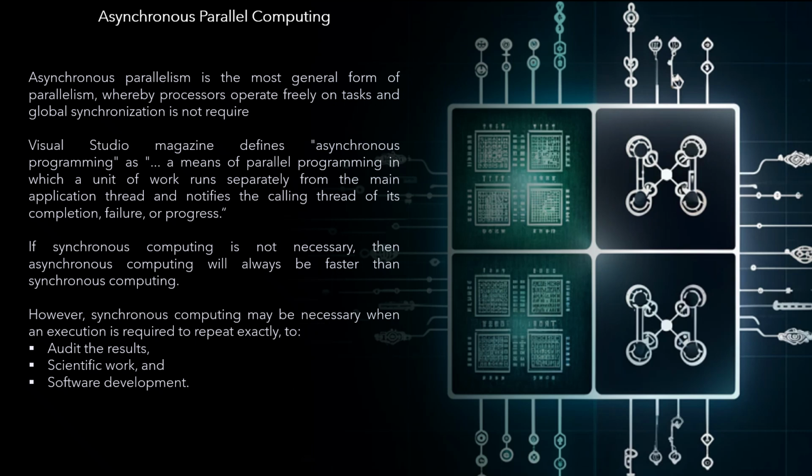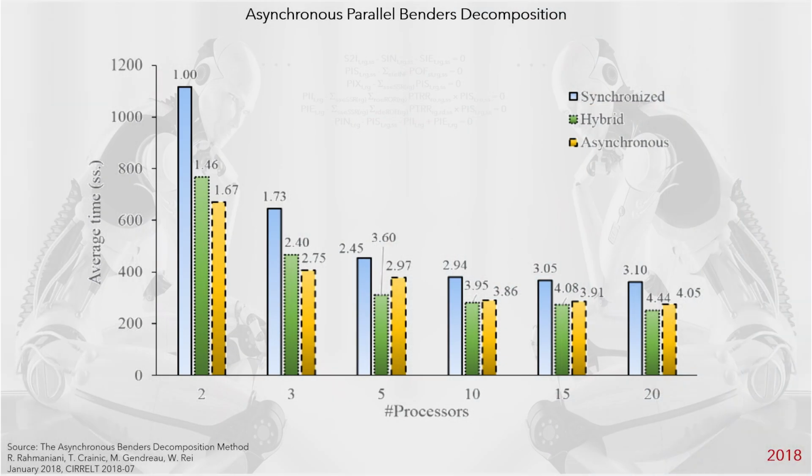If synchronous computing is not necessary, then asynchronous computing will always be faster than synchronous computing. However, synchronous computing may be necessary when an execution is required to repeat exactly, to audit the results, in scientific work, and in software development. Each bar indicates the acceleration ratio, calculated as the sequential time divided by the parallel time. It is clear that the parallel solution is faster.